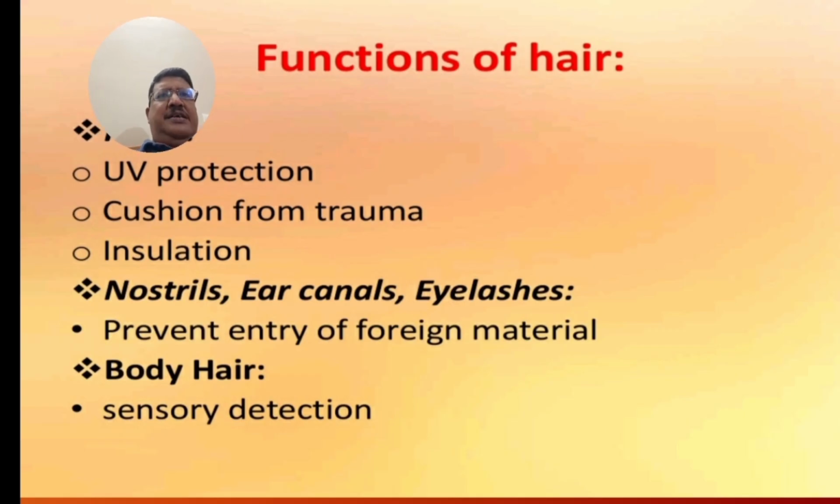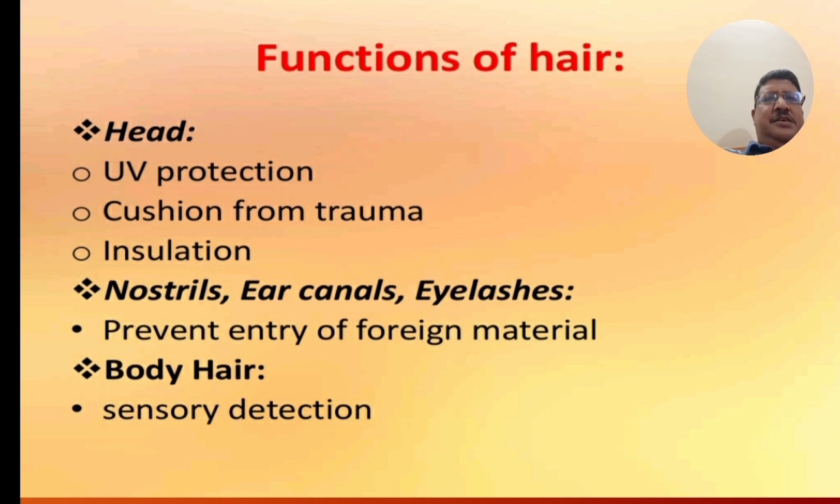Now, functions of the hair. On the head, that is UV protection, cushion from trauma and insulation. Nostrils, ear canals and eyelashes prevent entry of foreign materials. Body hair provides sensory detection.